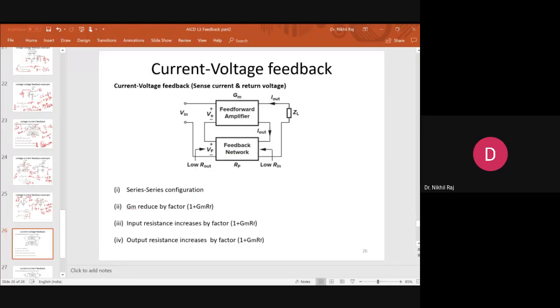Now the third form is current to voltage feedback. This means input is current and output is voltage, so it will sense current and it will return voltage. So you see here, this is your feedback network. Now since it is current to voltage, that is your I by V, what should be the unit? The unit is mho, and this is nothing but your gm. So that's why your feedforward amplifier is called your gm. In order to cancel out mho, I need ohm. So mho means we are calculating about R. So this is your feedback network beta value.